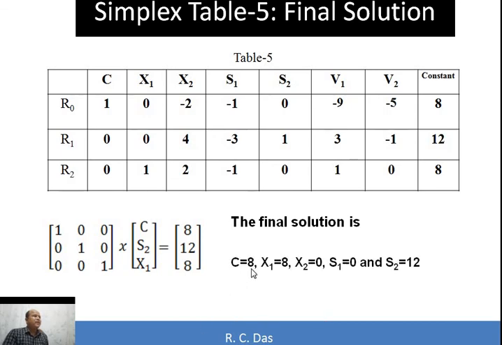Therefore the final solution is C is equal to 8, X1 is equal to 8. There is no X2, so X2 is equal to 0. There is no S1, so S1 is equal to 0. Here is S2, so S2 is equal to 12. So this is the final solution of this minimization linear programming problem, and this is the procedure.